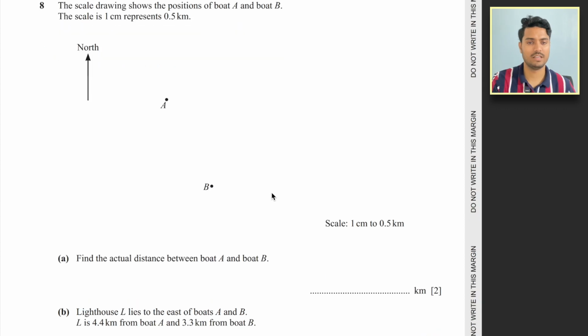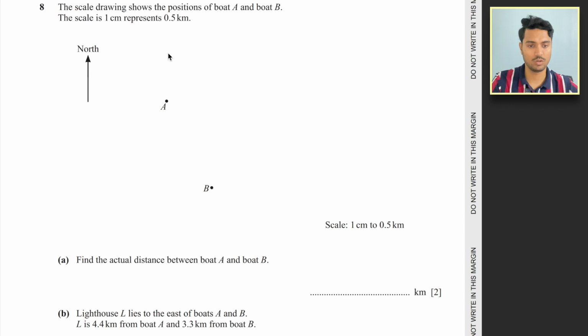Question number 8, it says the scale drawing shows the position of boat A and boat B. It says find the actual distance between boat A and boat B. Scale: 1 centimeter is equal to 0.5 kilometer. I have measured this, and it was coming out as 4.2 centimeter. For this, you have to print the paper and check. But we have to write it in the scale that is given to us: 1 centimeter represents 0.5 kilometer. This is 4.2 centimeter.